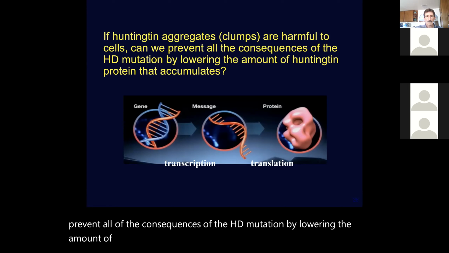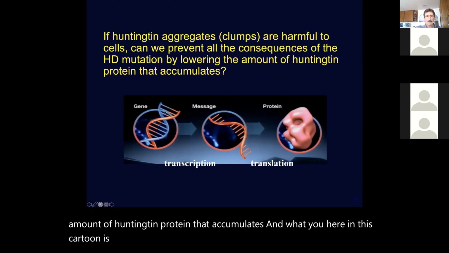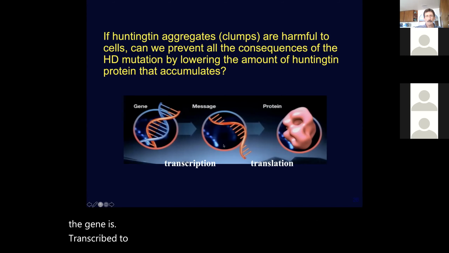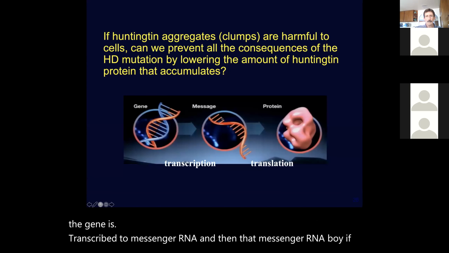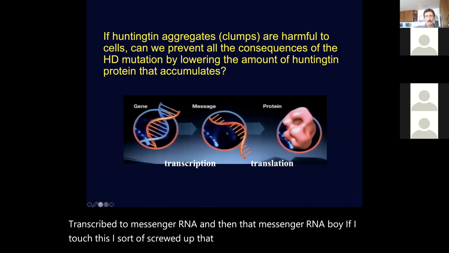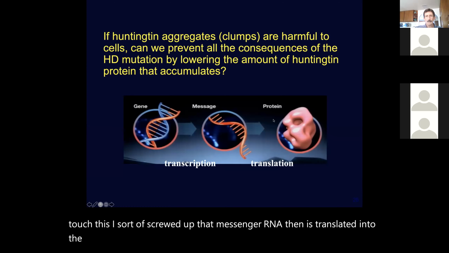that accumulates. And what you see here in this cartoon is very simply the gene itself, the process of transcription by which the gene is transcribed to messenger RNA. And then that messenger RNA is translated into the protein, in this case, the mutant Huntington protein, okay?